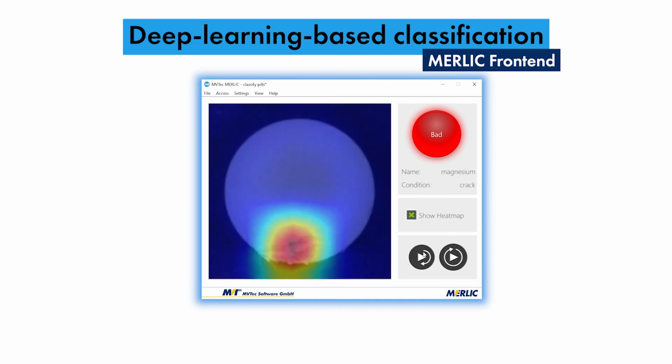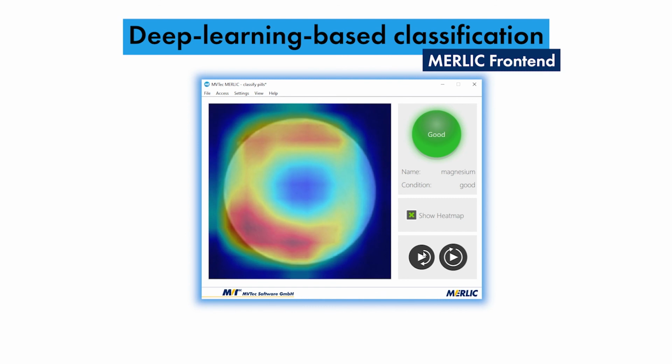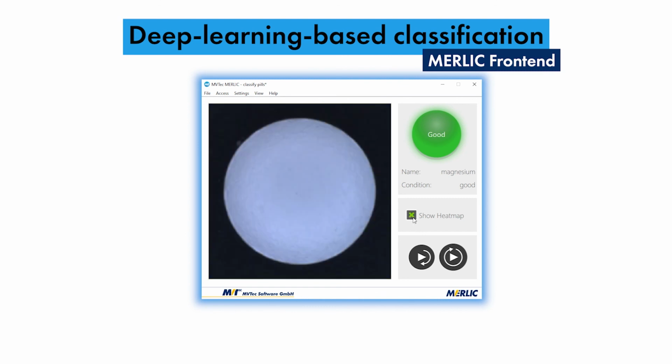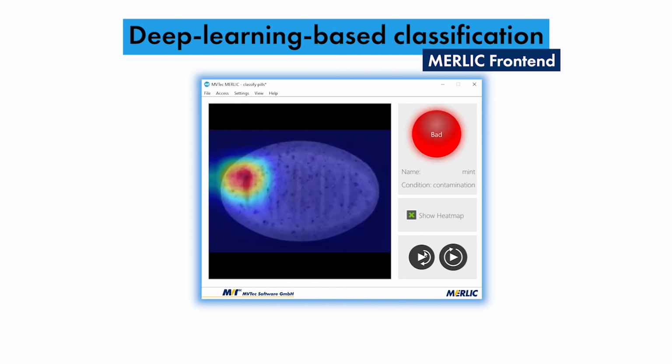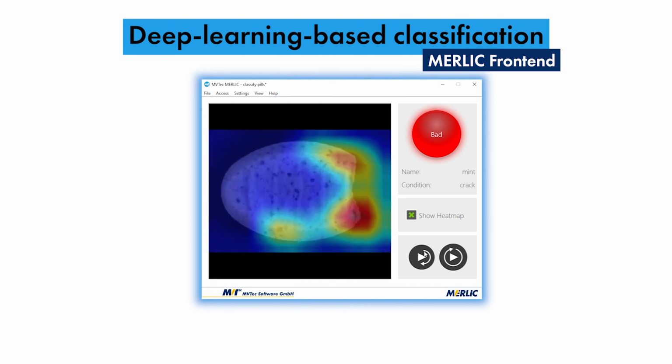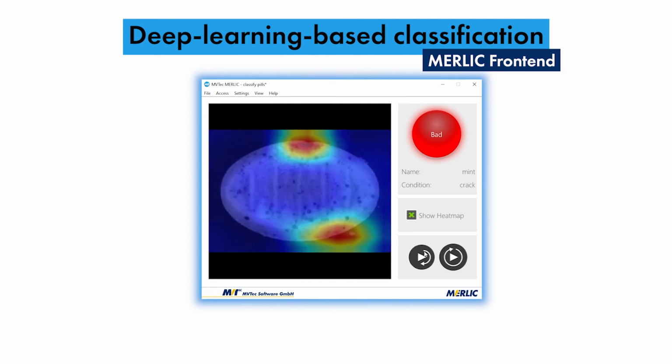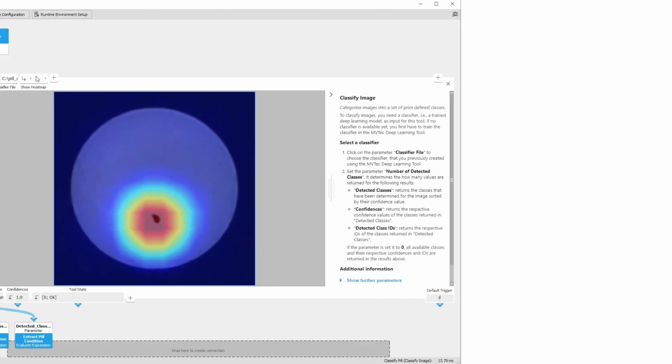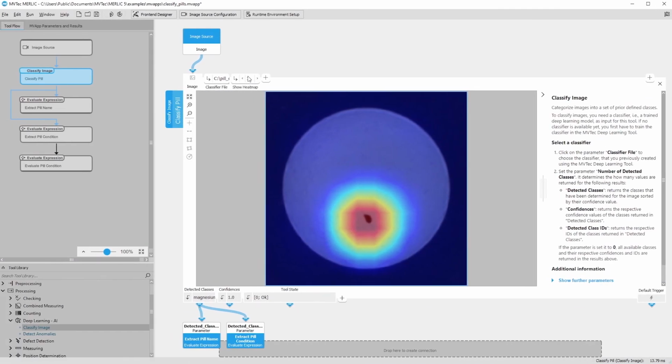This concludes this video. In combination with the video Deep Learning Classification with the MVTec Deep Learning tool, you should now be able to train a deep learning classification model inside the Deep Learning tool and use it in your MERLIC Vision app.